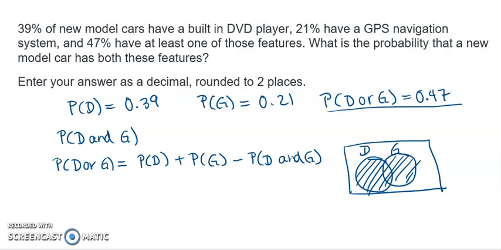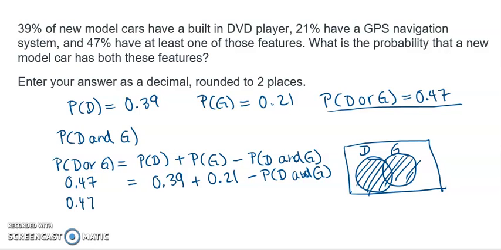So let's plug in all these values. We have the probability of D or G is 0.47. The probability of D is 0.39. The probability of G is 0.21. And then we have to subtract out the overlap, which is actually the probability we're looking for in our case. So we have 0.47 over here.